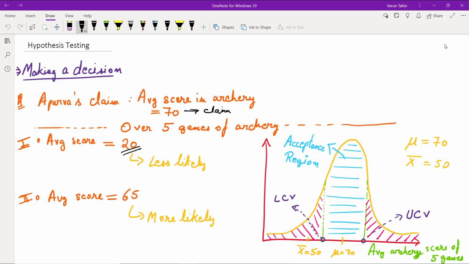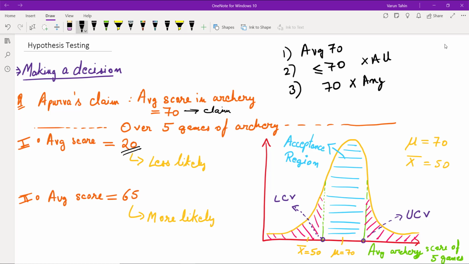Okay, so the possibilities can be: first, she plays 5 games and gets an average of 70. Second, she plays 5 games and gets a score of less than or equal to 70 in one of the games, but not in all the games. And the third possibility is that she doesn't even score 70 or more once in 5 games. So in none of the games does she score 70.